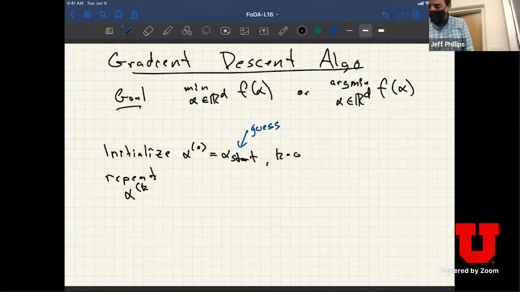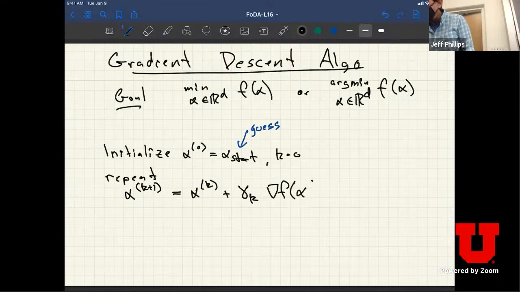Alpha, our guess after the k+1 step. We started at 0, so the first step will be alpha superscript 1. I'm putting it in parentheses to indicate it's not a power, it's just an index. The lower index tells me which element of the vector it is. This is just going to be the old guess, alpha k, plus some parameter gamma k, which could change every step but we often leave fixed, times the gradient of f at alpha k. And we go from k to k+1.